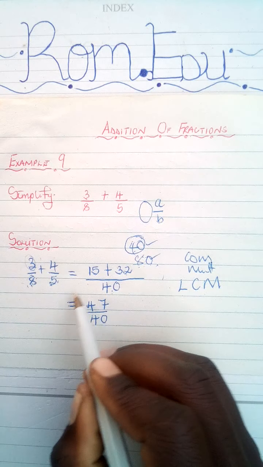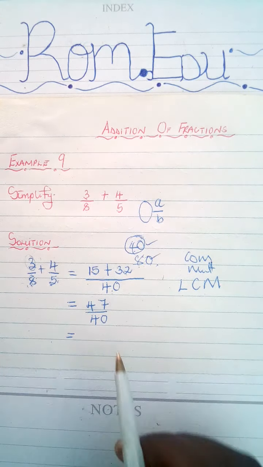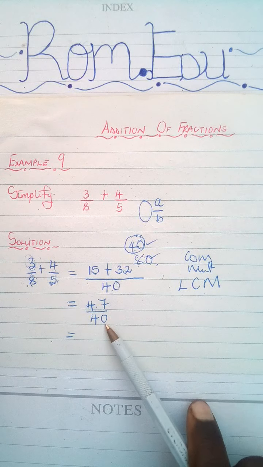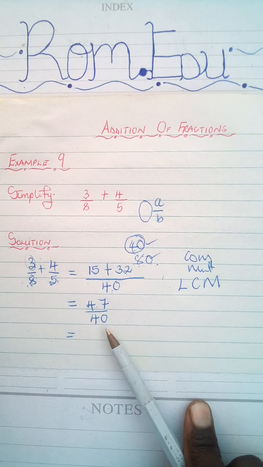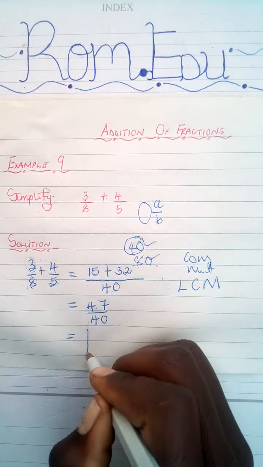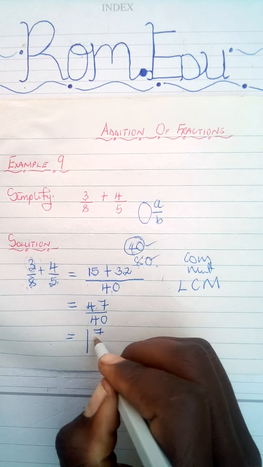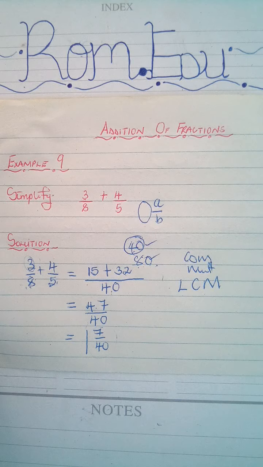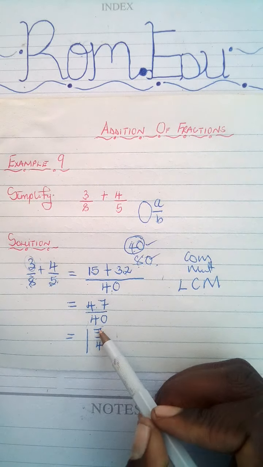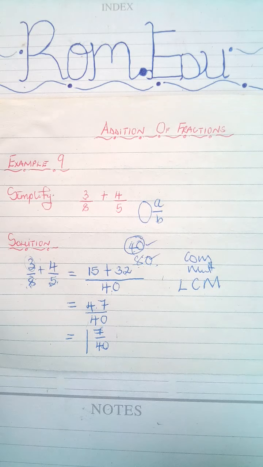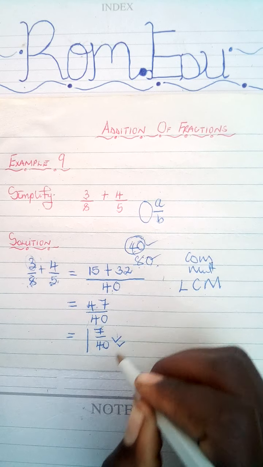Now, if we look at this solution, it's an improper fraction. The numerator is bigger than the denominator. So what do we do? We say 40 into 47: how many times? We have 1 time, remainder 7, so 1 and 7 over 40. Then I look at my fraction here. Is there a number that goes into 7 and 40 besides 1? No. Then my answer is in the simplest form and my answer is correct.